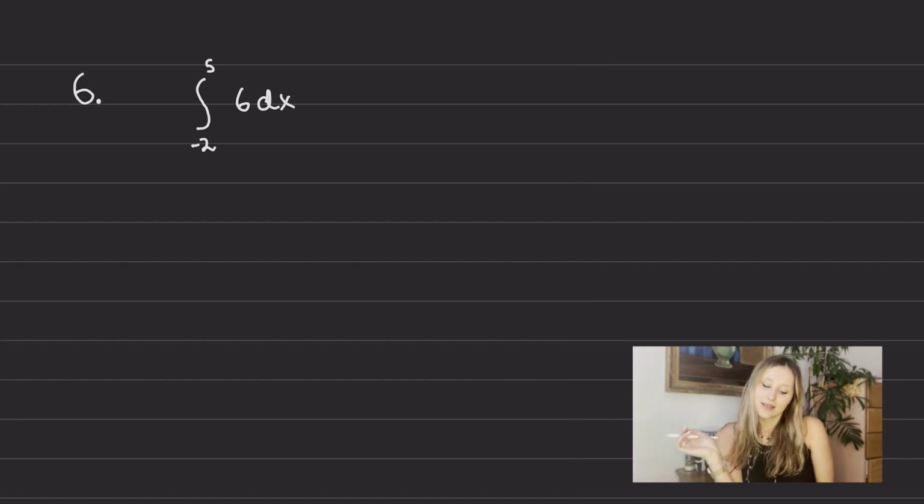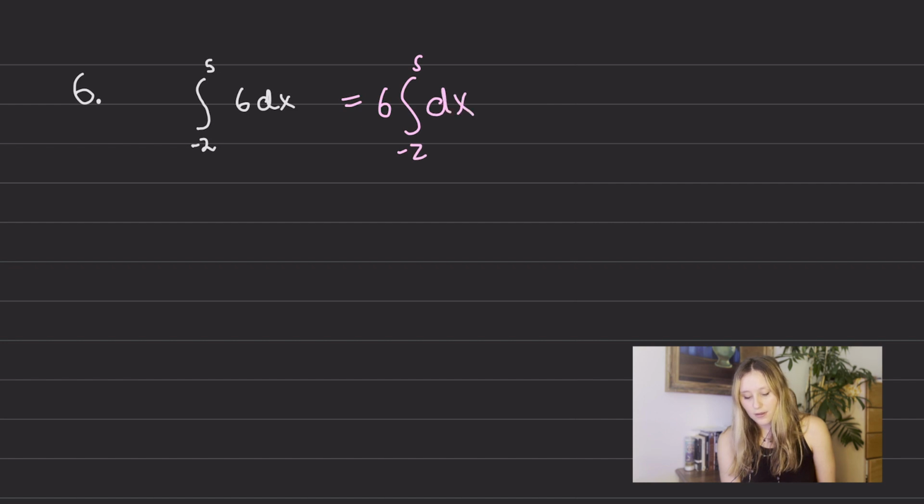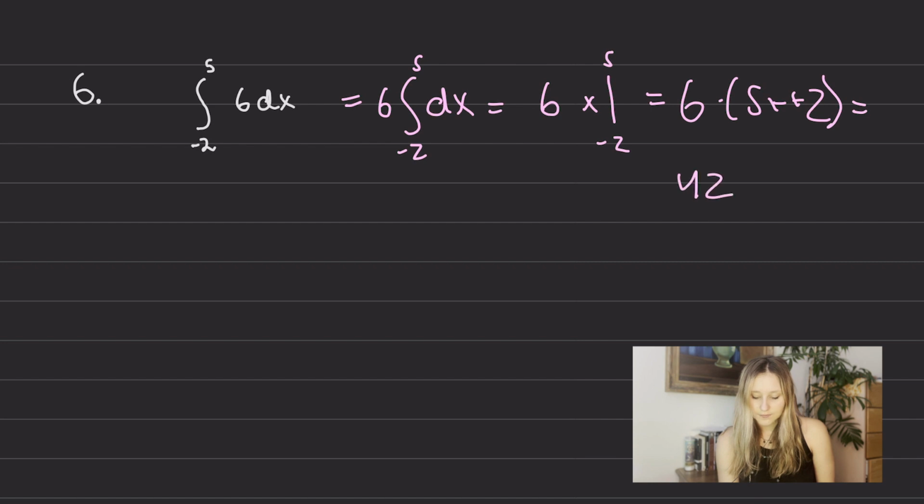Anyways, so here we are. We have 6 times the integral of nothing, or the integral of 1, is going to be x. So this is going to be 6 times x evaluated at 5 minus 2. We get 6 times 5 minus 2. We get 42.